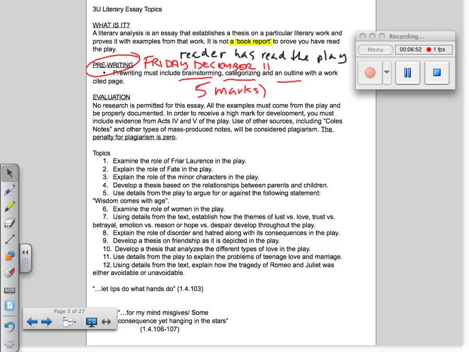Remember the levels that we did for the persuasive? Same thing, same rubric, doesn't change. Emma. What was the categorizing? I'm going to show you that just in a second.